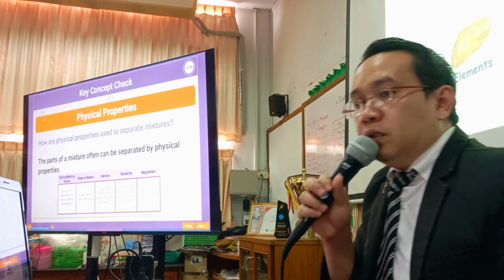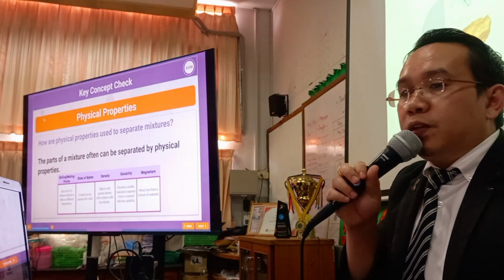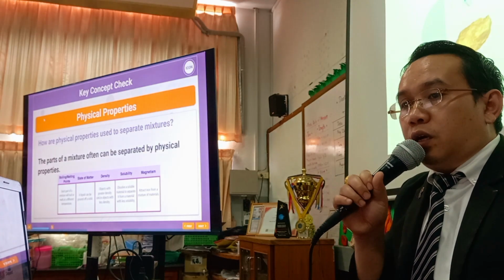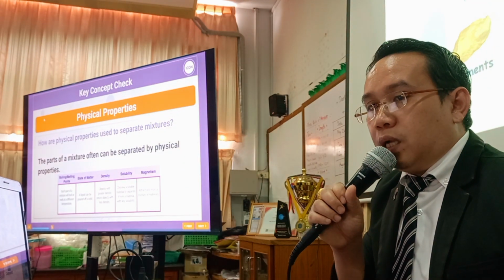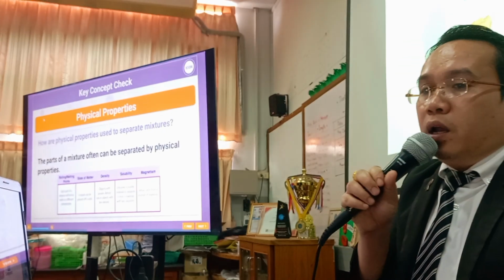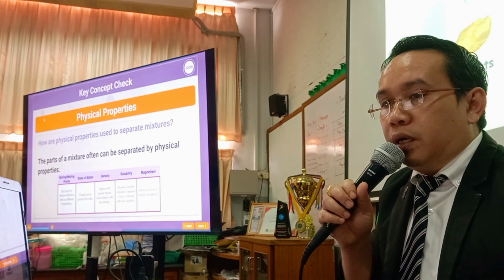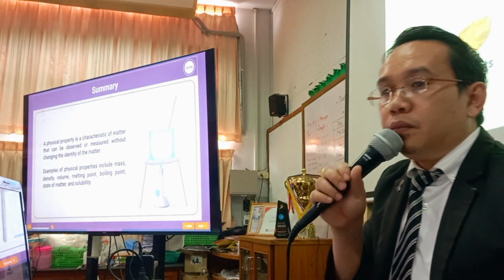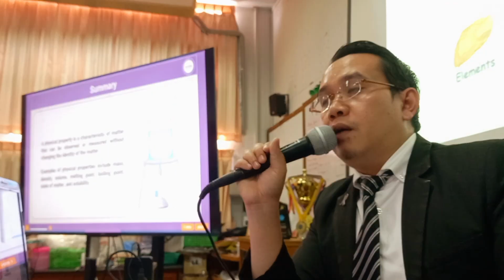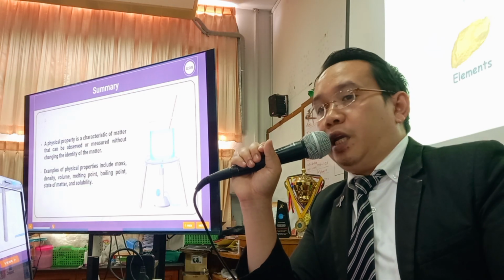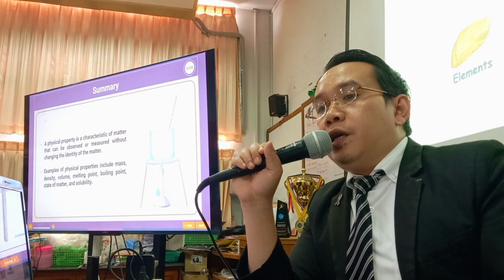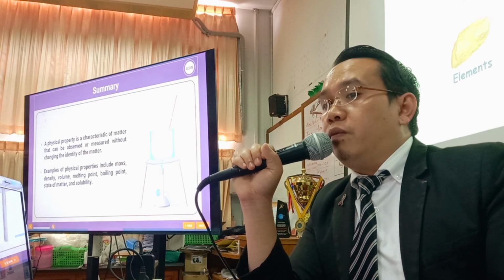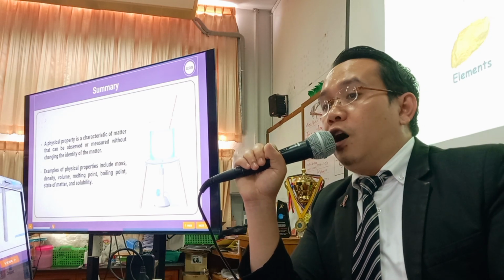So, how are physical properties used to separate mixtures? The parts of a mixture often can be separated by physical properties according to boiling or melting points, states of matter, density, solubility, and of course magnetism. To summarize our understanding of physical property, a physical property is a characteristic of matter that can be observed or measured without changing the identity of matter.